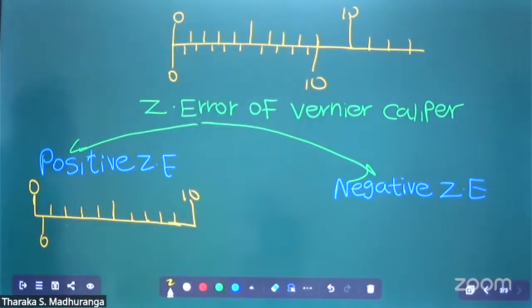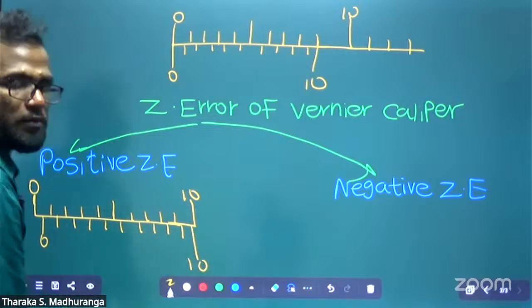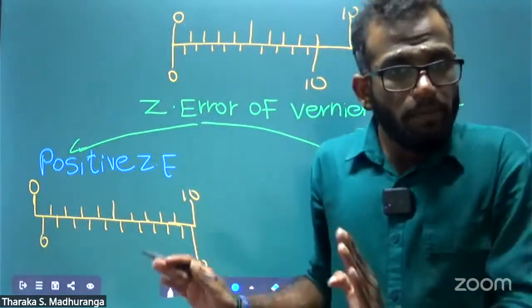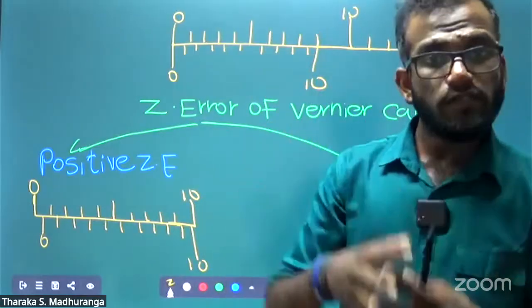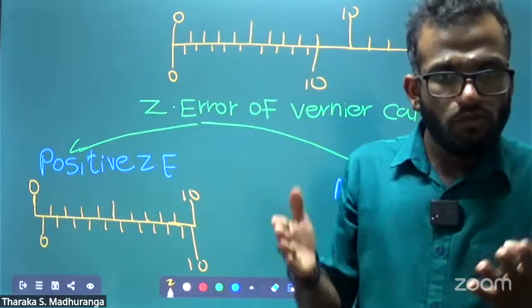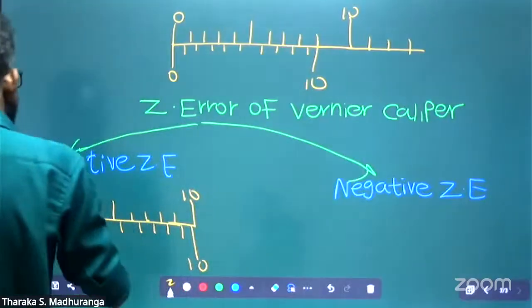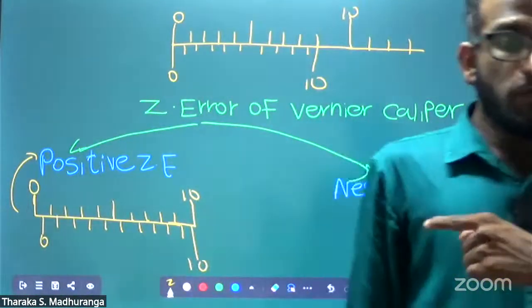Vernier scale zero shifts to the right side like this. 1, 2, 3, 4, 5. The vernier scale zero shifts right of the main scale zero, mainly due to corrosion. Corrosion is the main reason, or something applied between the jaws. When something is applied between the jaws, that is a reason for positive zero error. We call this a positive zero error.